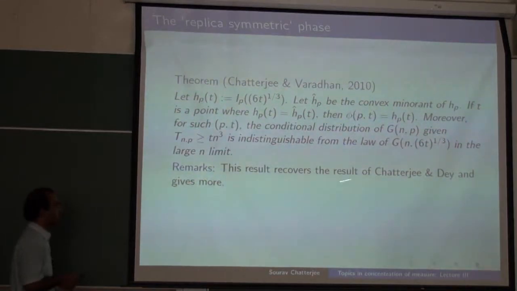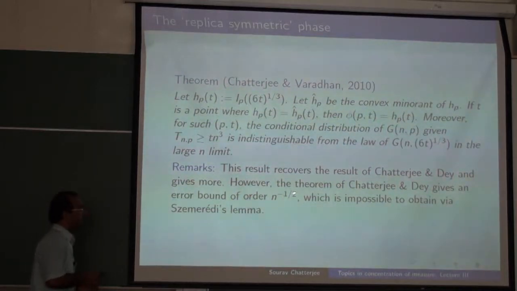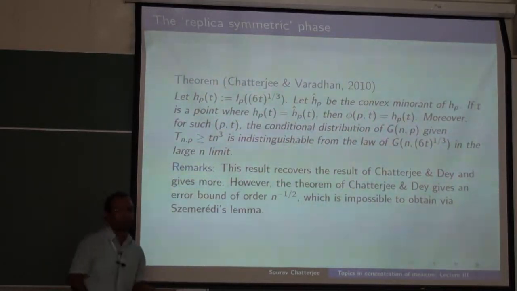So this recovers this earlier result. But we also have an error bound of order n to the -1/2. So this is impossible by Szemerédi's lemma. In Szemerédi's lemma, there is no rate. You have log star n. That sort of thing.